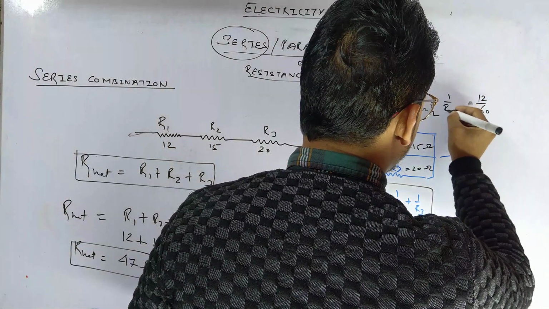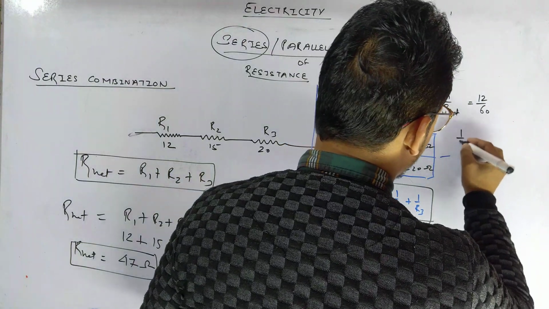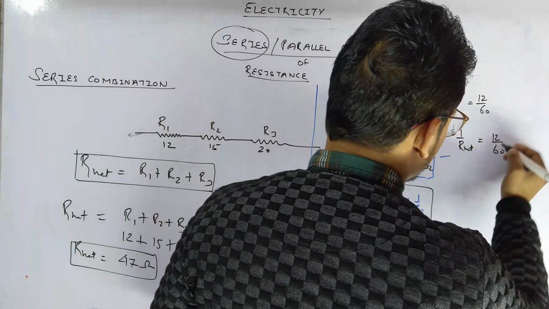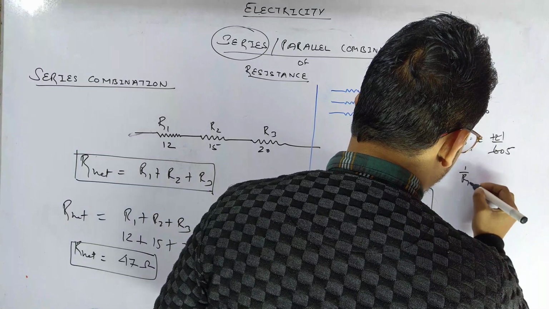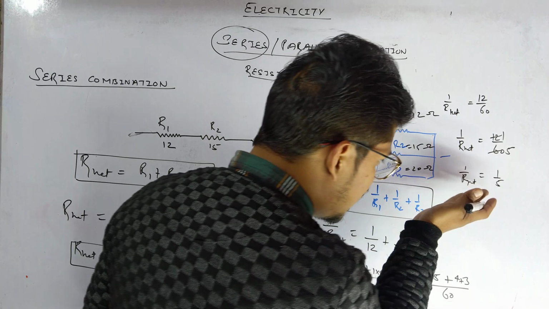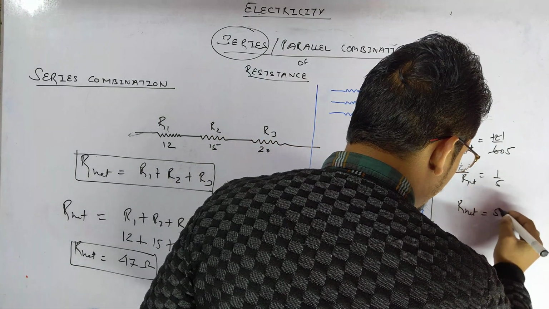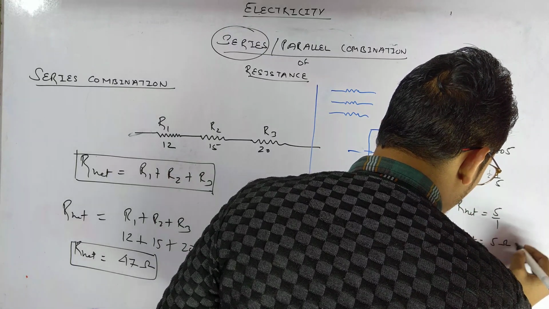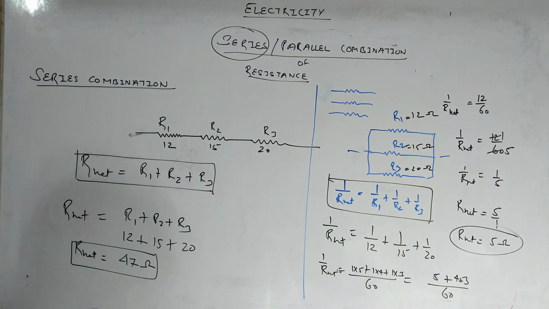1 upon R net is equal to 12 upon 60. So 12 ones are 12 and 12 fives are 60. So 1 upon R net is equal to 1 upon 5. And if I reverse this, R net is equal to 5 upon 1, or R net is equal to 5 ohm. Okay, so this way we can calculate the resistance.